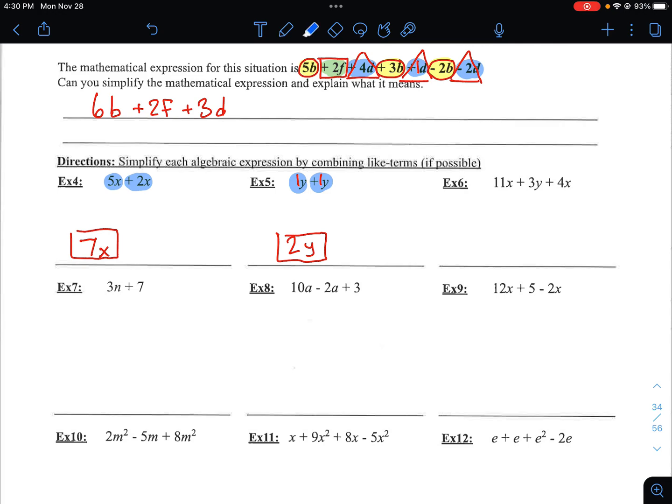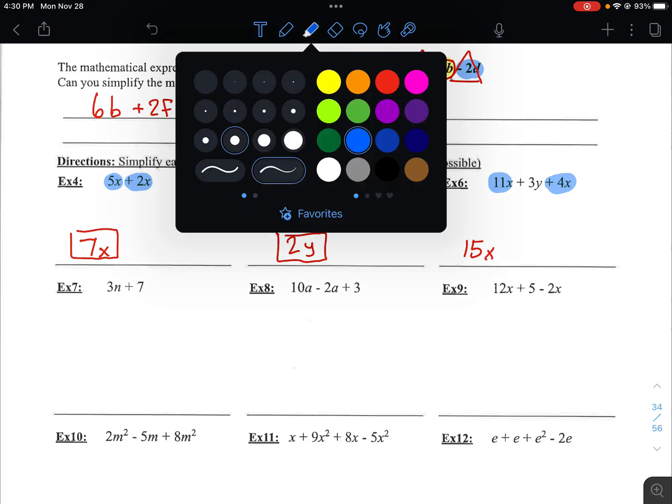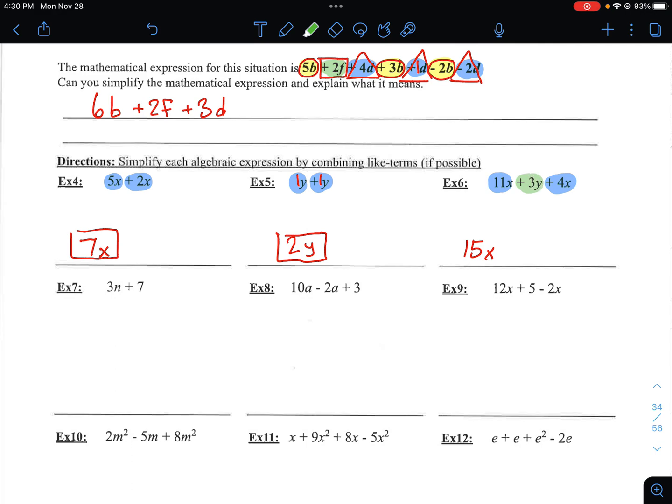All right, next one. We have 11 x-rays. Any other x-rays? Yes, we have plus 4 x-rays. So that's all the x-rays, a total of 15 x-rays. What else do I have here? Well, I've got plus 3y, plus 3 yogurts. So that's 15 x-rays and 3 yogurts. And that is simplifying the expression because we're combining the x's, the like terms, and then there's nothing that I can combine 3y with, so I just add that on.